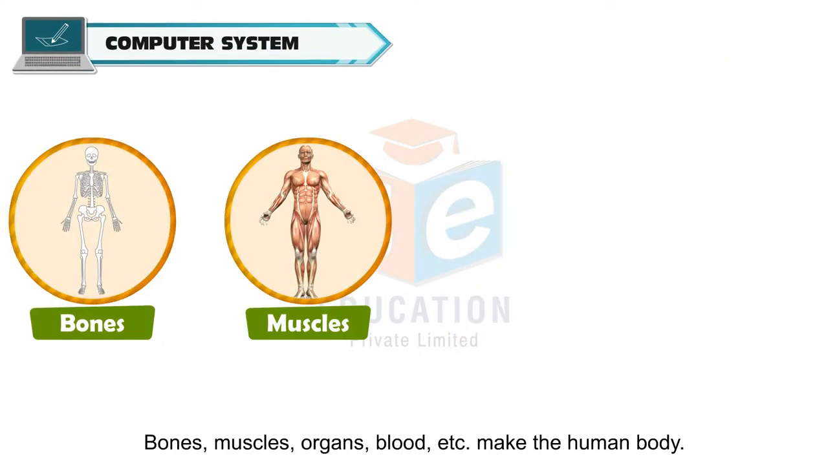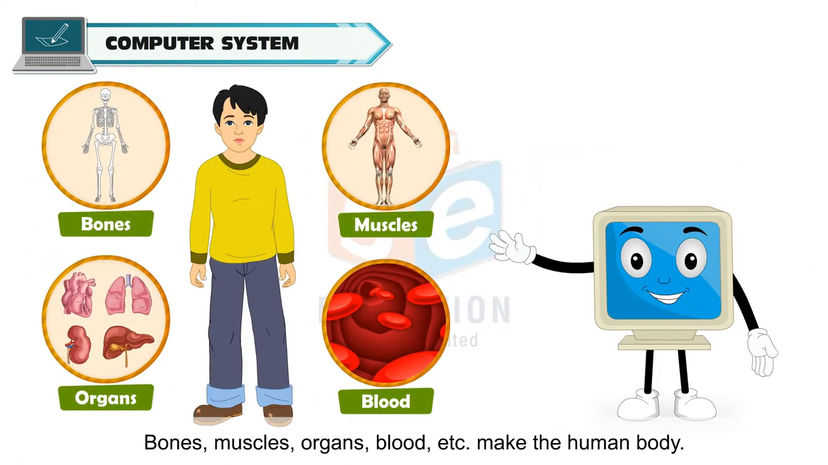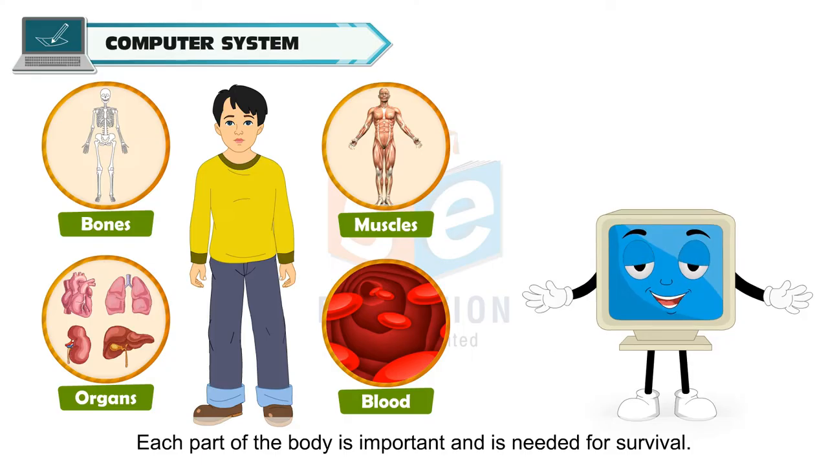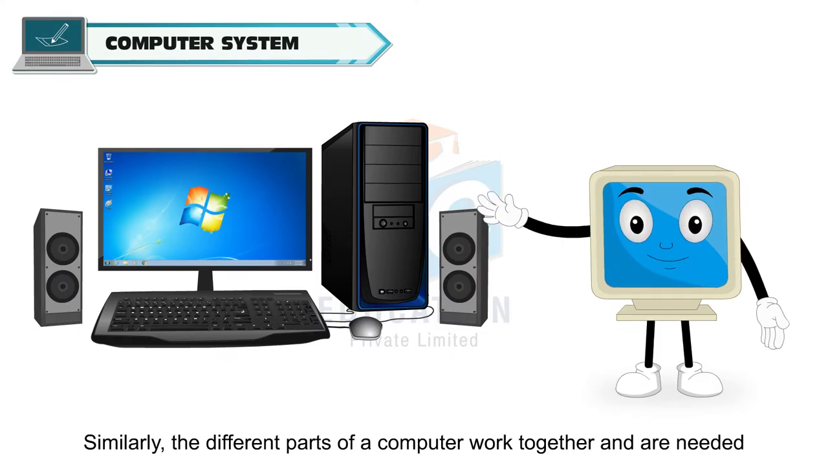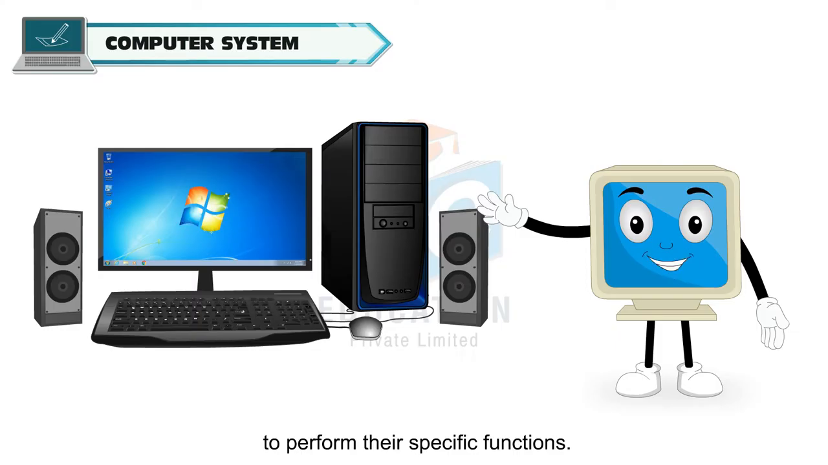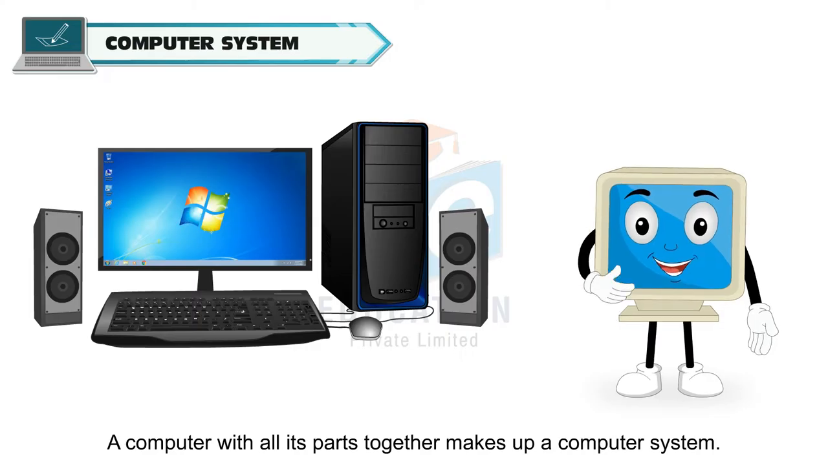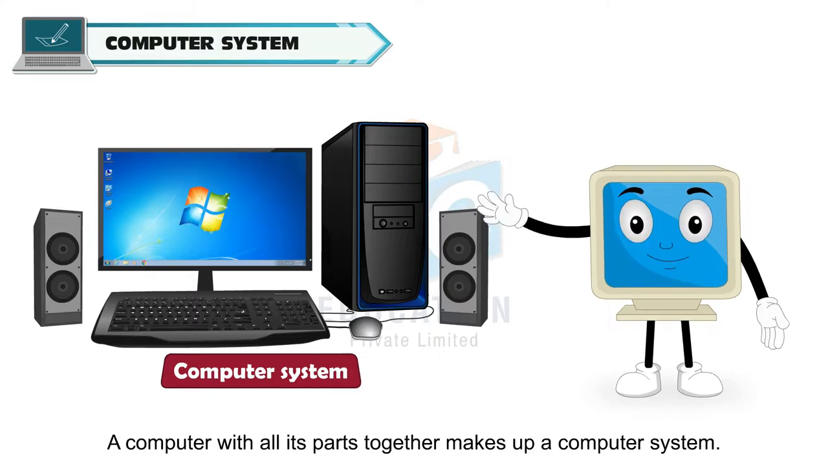Bones, muscles, organs, blood, etc. make the human body. Each part of the body is important and is needed for survival. Similarly, the different parts of a computer work together and are needed to perform their specific functions. A computer with all its parts together makes up a computer system.